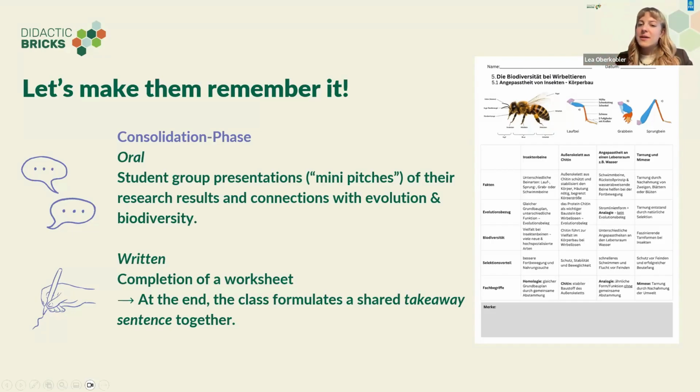To also have it written down, I gave them a piece of paper or worksheet which collected all of the information that they gathered in their groups. But to have a takeaway sentence as a class, as a unity, we also did that ourselves and tried to figure one sentence out to put all of what we found out in our little groups into one sentence and have it as a take-home message. Next slide.